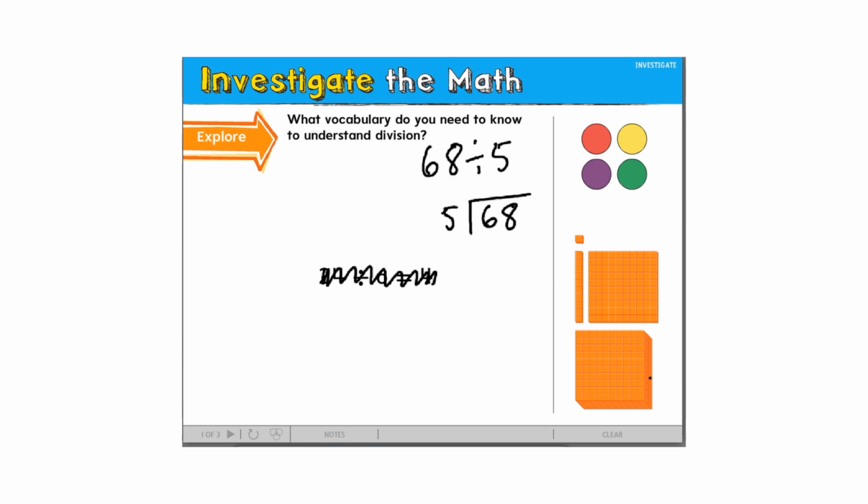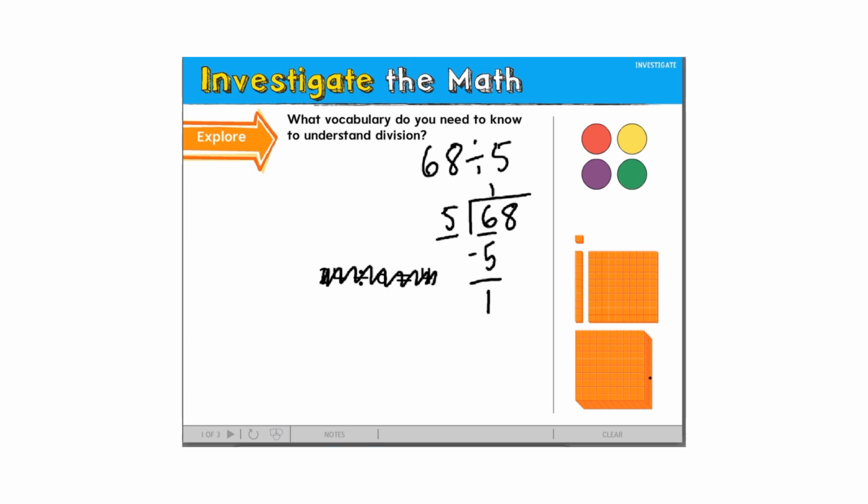So step number 1 is divide. So I'm going to divide 5 into 6. So how many times will 5 fit into 6? Show me on your hand. 1 time, right? Because we can't go over. So it fits 1 time without going over. And now we multiply. 1 times 5 is 5. Now step number 3 is subtract. So 6 minus 5 is 1.